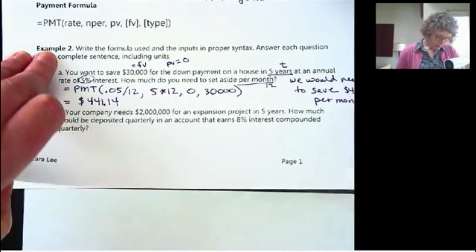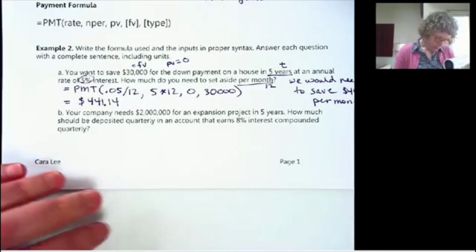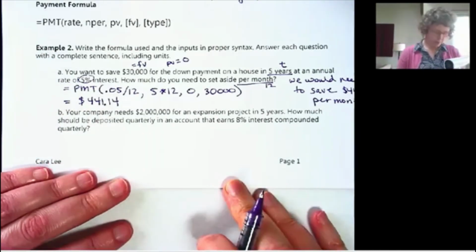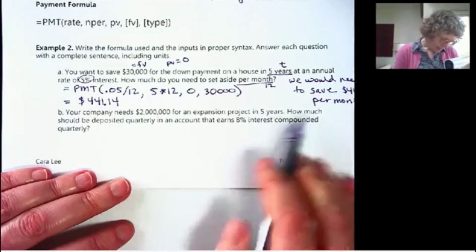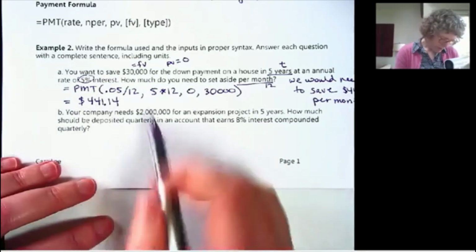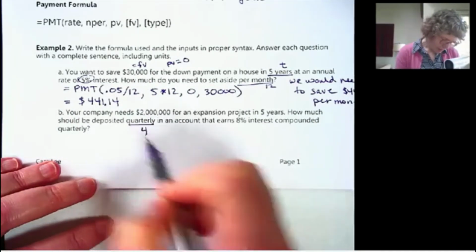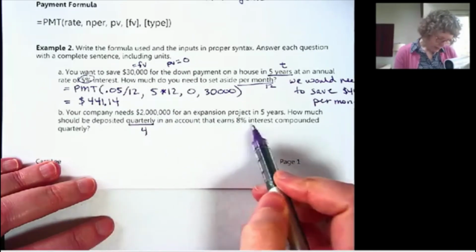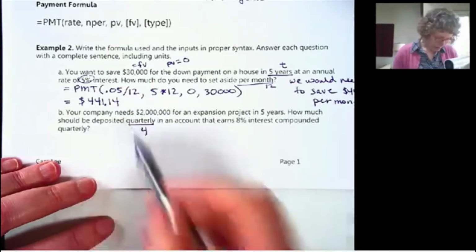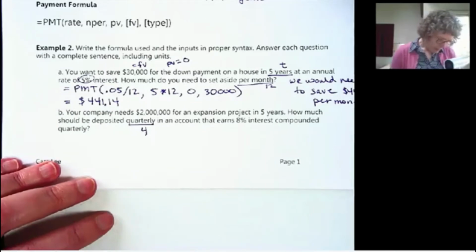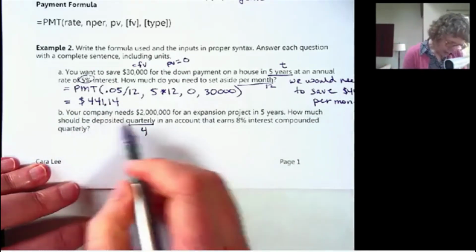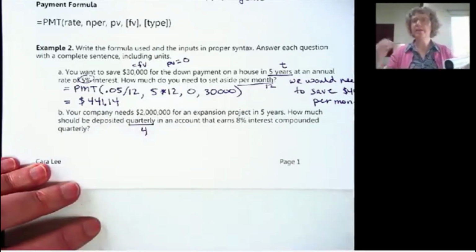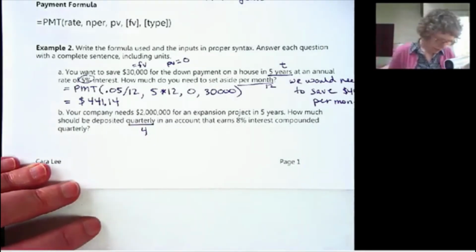Here's another one. Your company needs $2 million for an expansion project in 5 years. How much should be deposited quarterly? So here's a different example. Quarterly in an account that earns 8% interest compounded quarterly. Okay, those match. Okay, let's try it out. So how much should be deposited quarterly? So that tells me that's a payment because it's something that's happening over time.